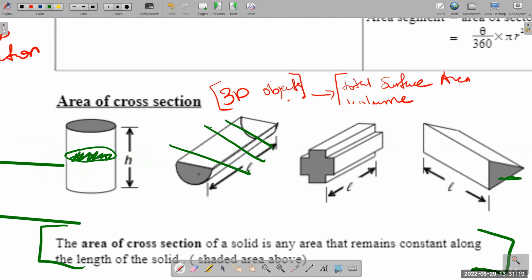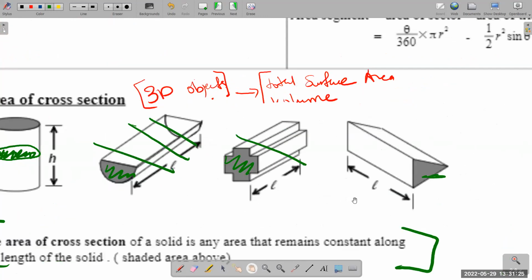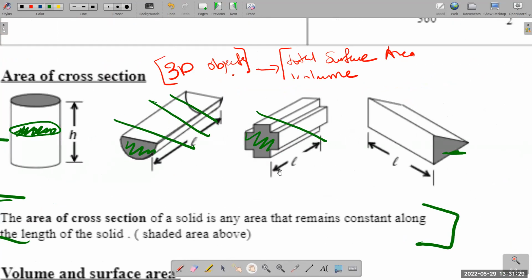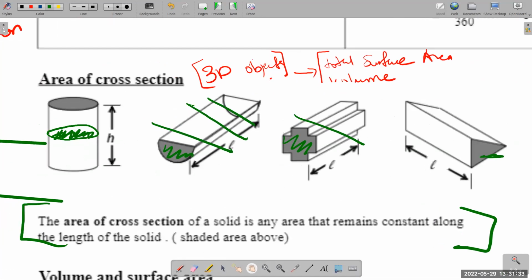Everybody with me? So if I was to cut this, I can see the same face. If I cut this, I can see the same face. It is consistent along the length of the body. So if you got it, you got it. Because this is standard for most 3D shapes that are like this. And we're going to look at the exceptions, okay?